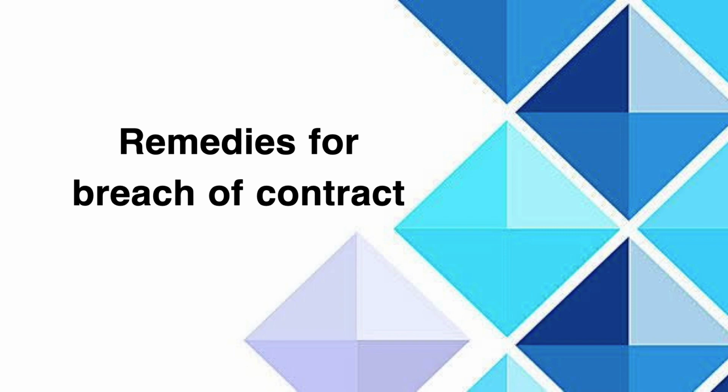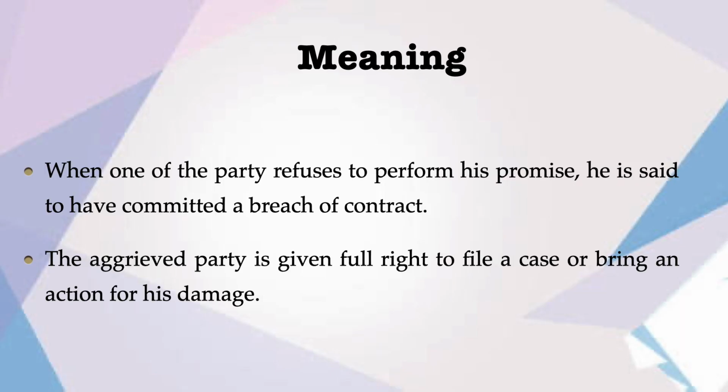This is the last part of the Indian Contract Act, chapter number 1, called Remedies for Breach of Contract. Last class we looked at the various situations where a contract can be discharged or terminated. Now we are going to look at remedies for breach of contract. If there is a breach of contract and the other party has suffered, what can be the damages and what can be the remedies?